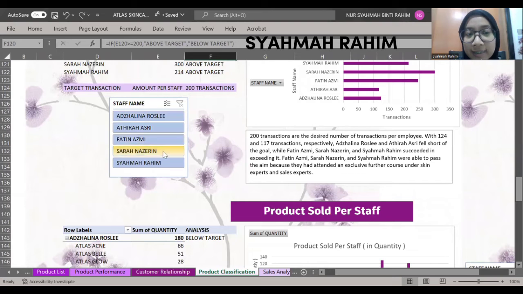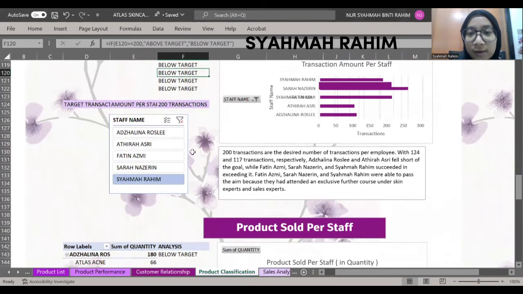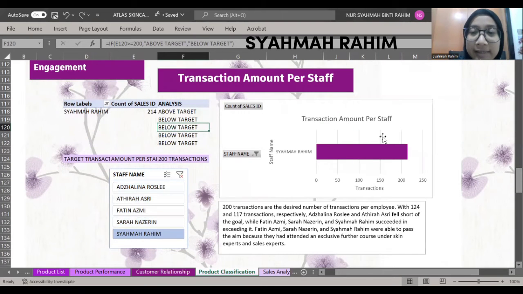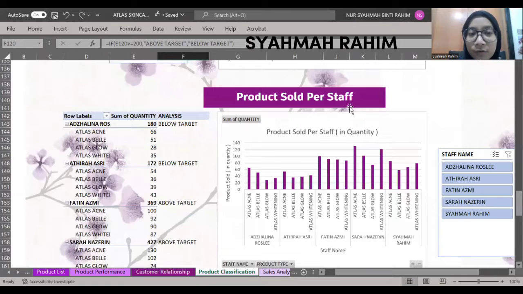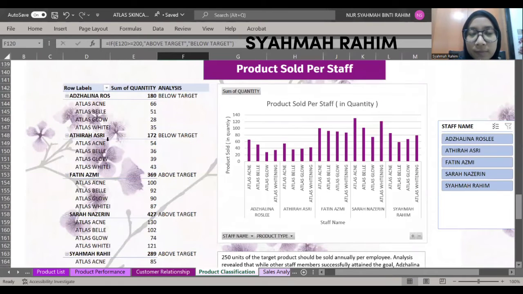So that's why they managed to achieve the target. We also put slicers to show specifically the transaction amount per staff. For product sold per staff, we also use a pivot table for staff name and product type. We also put an IF formula in the analysis to show whether it is on target or below target.